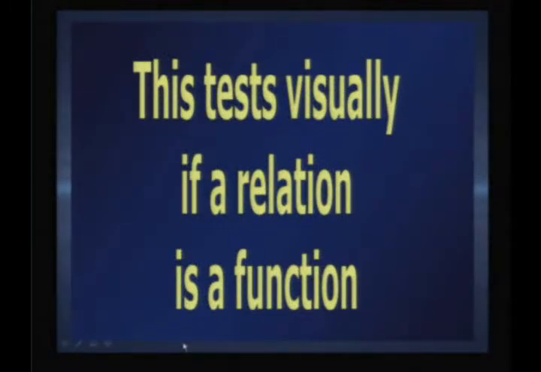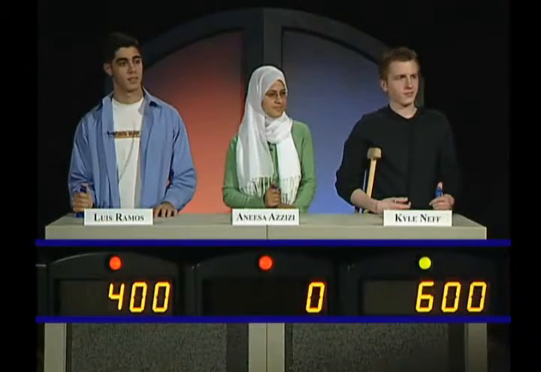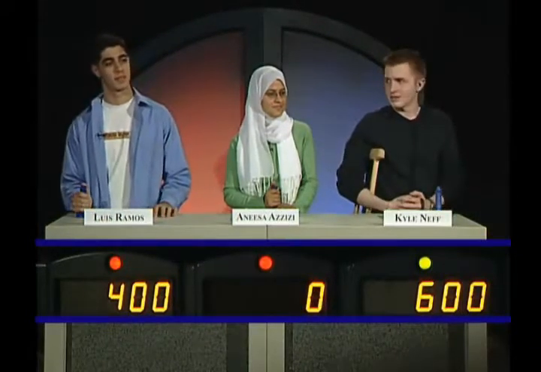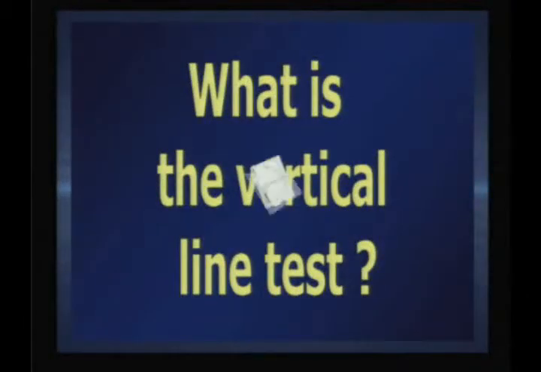Well, let's see. Kyle, you're in the lead. All right, let's keep going with relations for 600. The answer is this visually tests if a relation is a function. Kyle's in there first. What is a vertical line test? Correct. How do you do that?